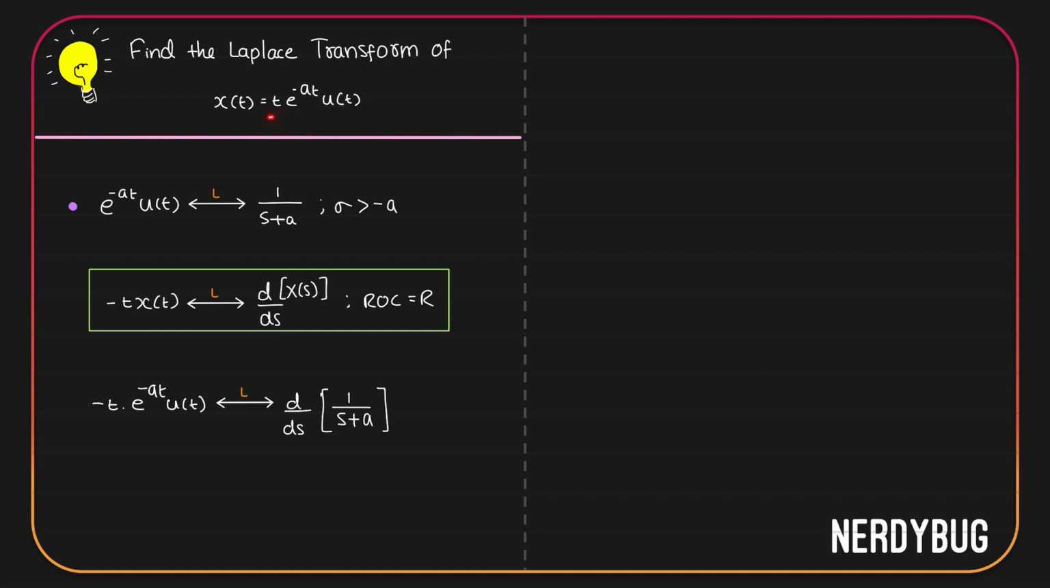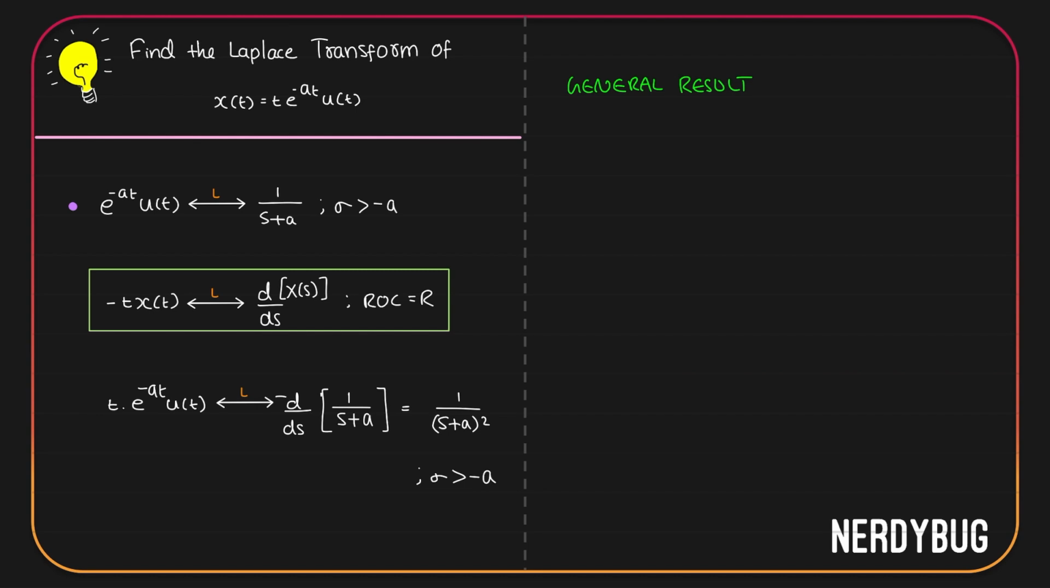But in the question we want t e raised to minus at u of t. So let us take this negative from here and put it on the other side. So this will be equal to negative of derivative of 1 by s plus a, which is minus 1 by s plus a whole square. Negative and negative get cancelled. We get the Laplace transform of t e raised to minus at u of t is 1 by s plus a whole square, and according to the property ROC does not change, so sigma is greater than minus a.